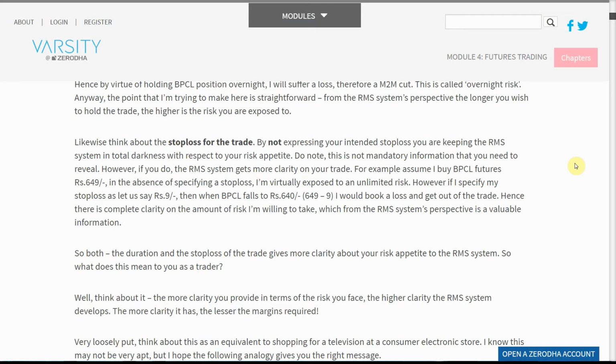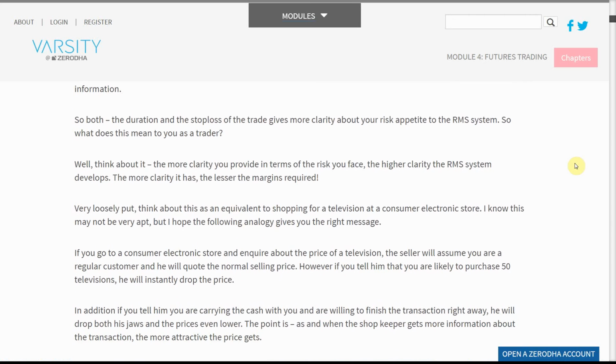So what does this mean to you as a trader? Well, think about it. The more clarity you provide in terms of the risk you face, the higher clarity the RMS system develops. The more clarity it has, the lesser the margins required. Very loosely put, think about this as equivalent to shopping for a television at a consumer electronics store. I know this may not be very apt, but I hope the following analogy gives you the right message. If you go to a consumer electronics store and inquire about the price of a television, the seller will assume you are a regular customer and he will quote the normal selling price.